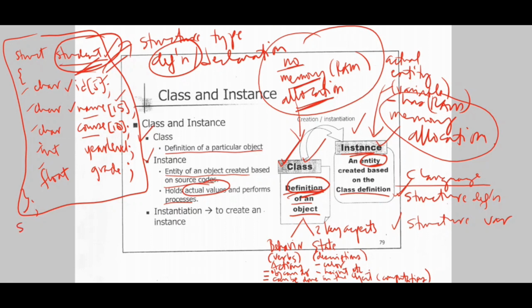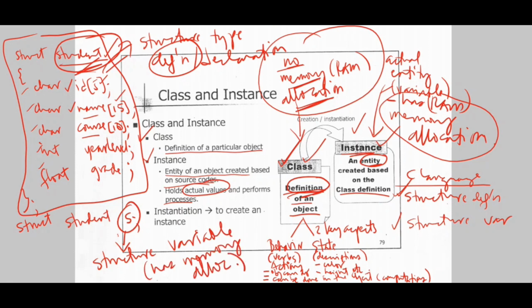We could declare a structure variable this way, using the keyword struct, and then we declare the structure type name student and say S. So S here is a structure variable. Being a variable, it has memory allocation. It is allocated memory spaces. What is the difference between S and student? Student is a structure type definition, no memory allocation, while S is a structure variable which has memory allocation.